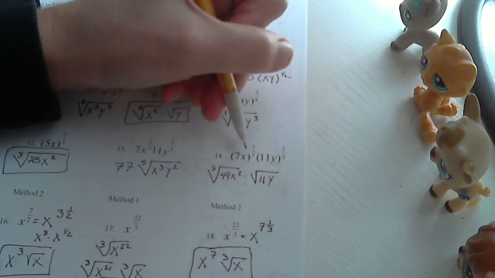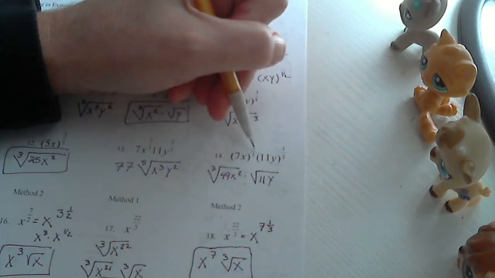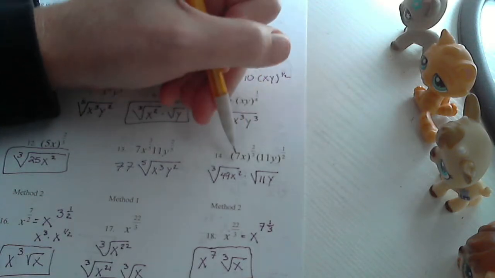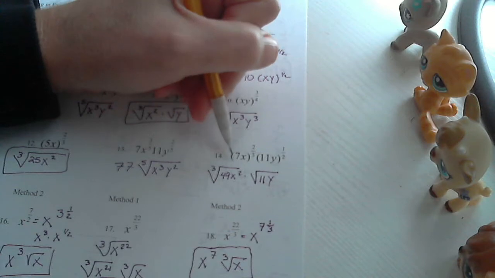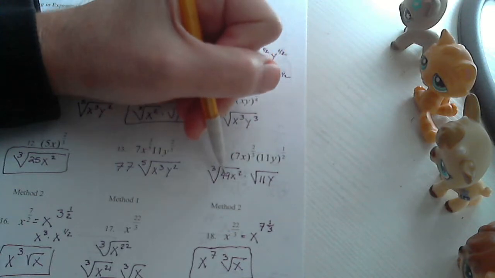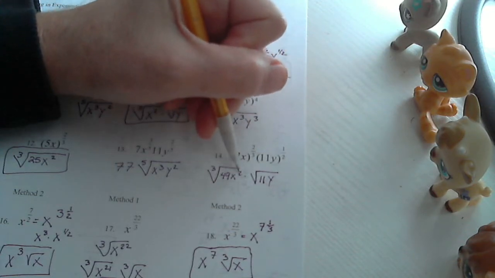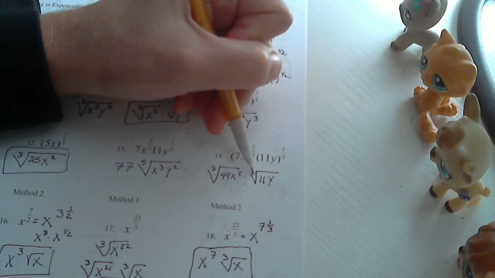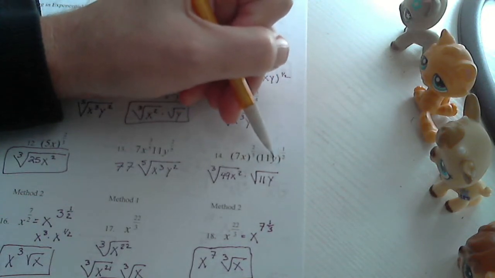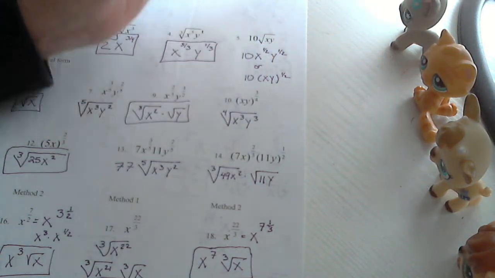14, again, now this 7 is raised to the 2/3 power, so when I take the 3 and put it as my index, I'm then going to raise 7 to the second power, which is 49, x to the second. And then the square root, so I don't need to write the 2 there. And 11y to the first power is just 11y.